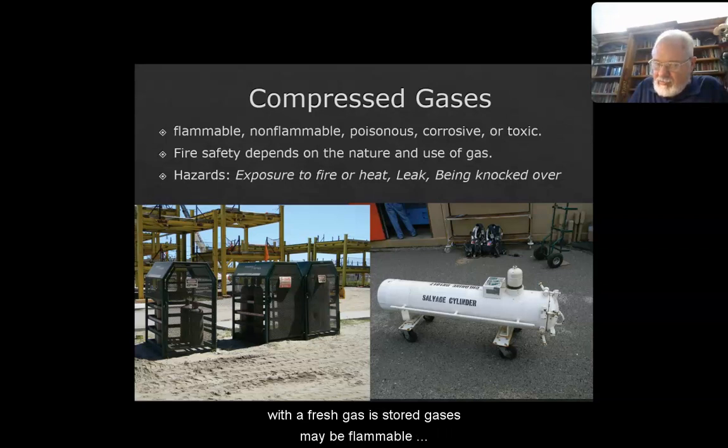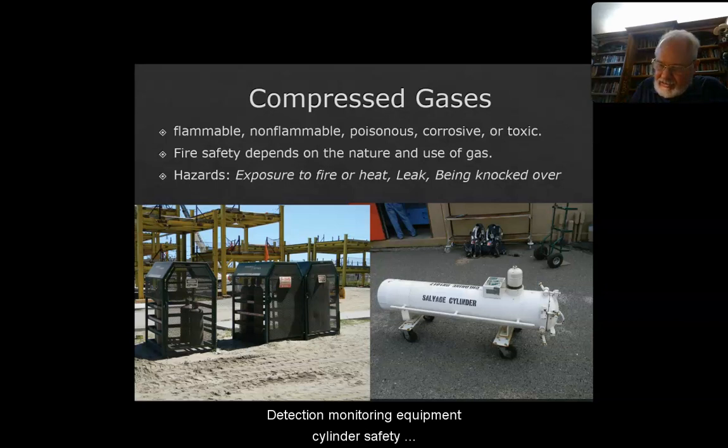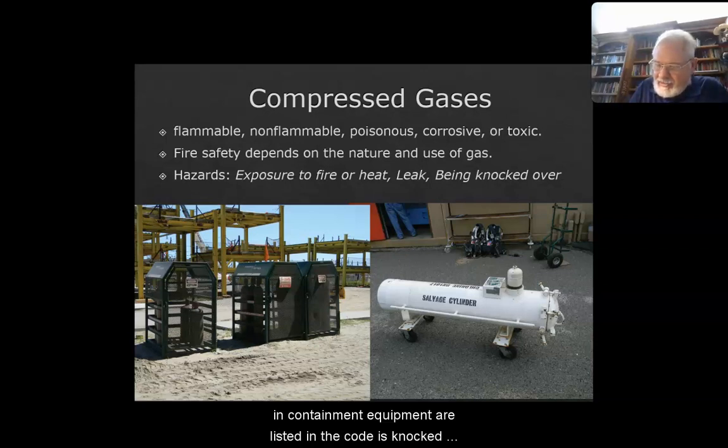Gases may be flammable. Hazards include fire and heat. Fire-resistant barriers, vaults, and clearance to combustible materials and the control of ignition sources around storage tanks are recommended. Leaks: leak detection monitoring equipment, cylinder safety caps, mechanical ventilation of enclosures and storage areas, and containment equipment are listed in the code. If knocked over or impacted, a cylinder may become a missile or develop a leak.